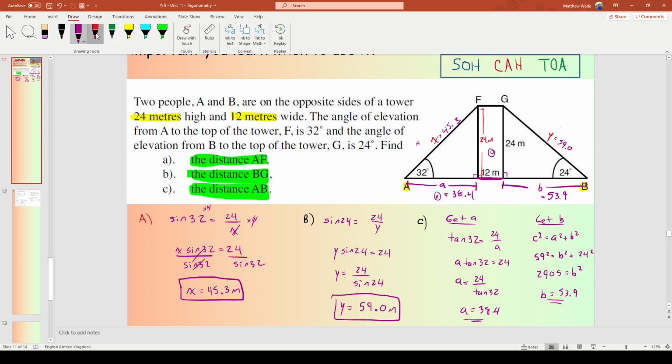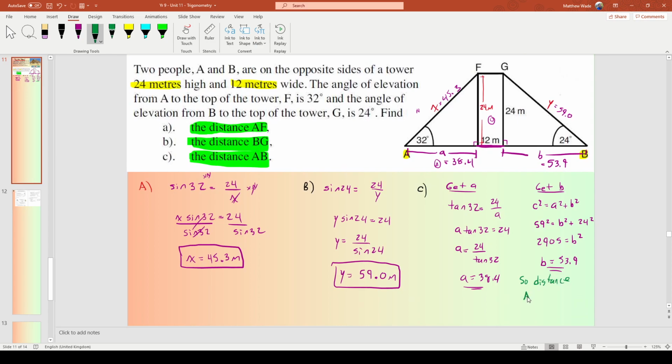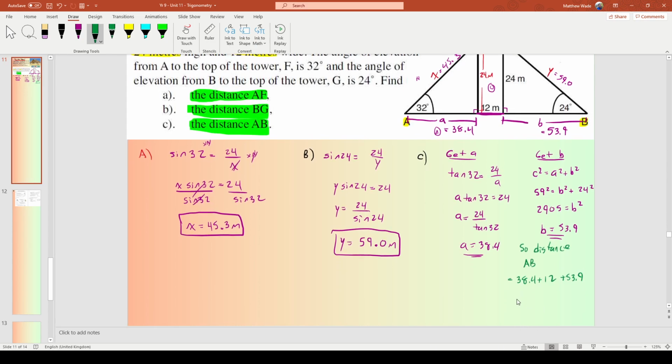Right then. Now we're ready. We're done. We can answer the question. So, the distance from A to B, AB, is just going to equal 38.4 plus 12, going along the bottom, plus 53.9, which equals 38.4 plus 12 plus 53.9. I get that it is 104.3 meters.